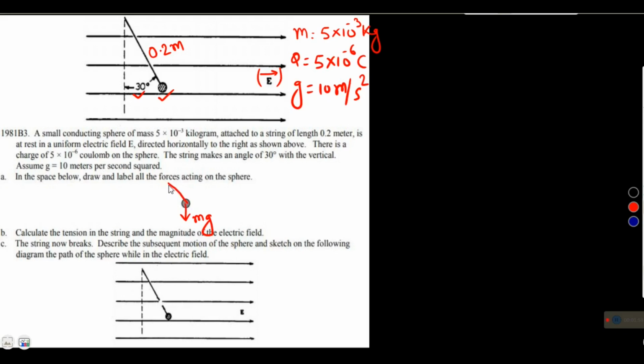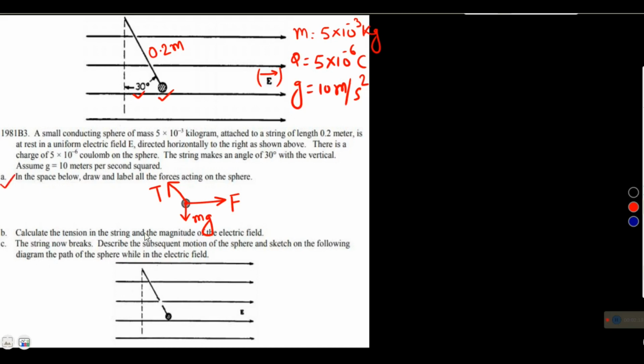There will be a force, the tension, right? That will be T, right? And due to the electric field, there will be an electrostatic force, right? That will be your F. So these three forces are applicable on this sphere, right? So this is our first question.